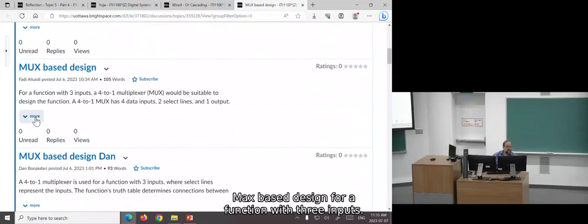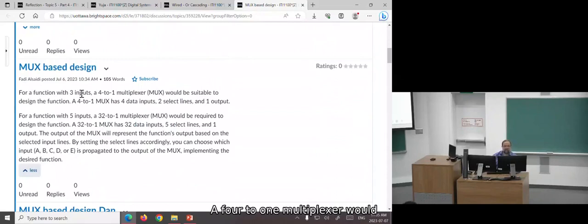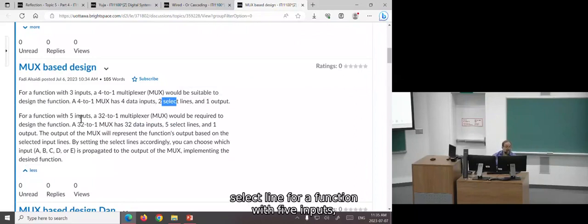Mux-based design. For a function with three inputs, a 4-to-1 multiplexer would be suitable because it has two select lines. A 4-to-1 multiplexer has four data inputs and two select lines. For a function with five inputs, a 32-to-1. No, 32-to-1, why? Because we need four select lines. So it would be 16-to-1, because our logic has five inputs. To make a logic with five inputs, we use a multiplexer with four select lines.